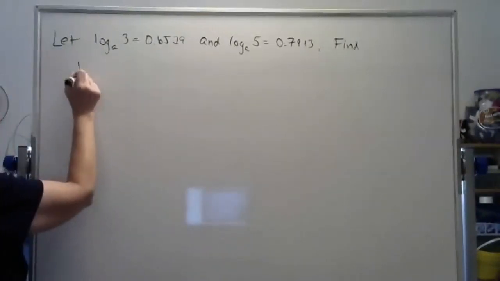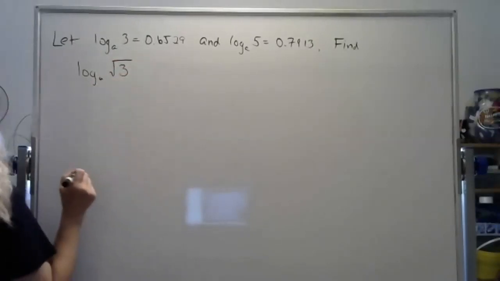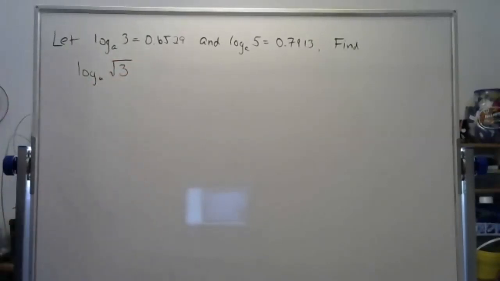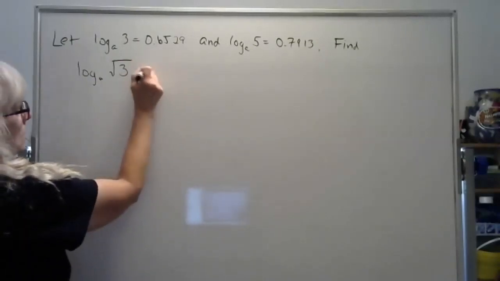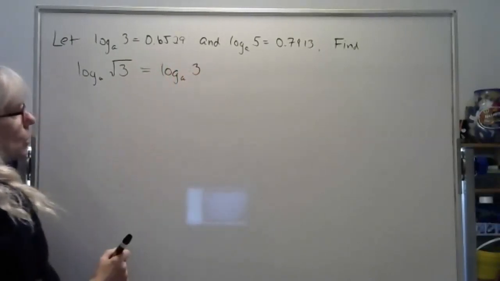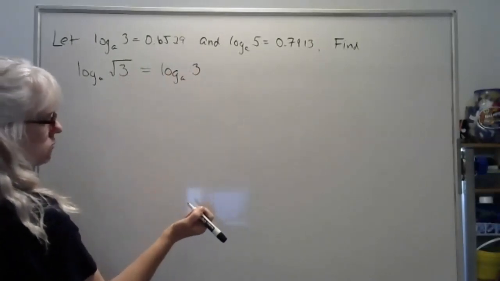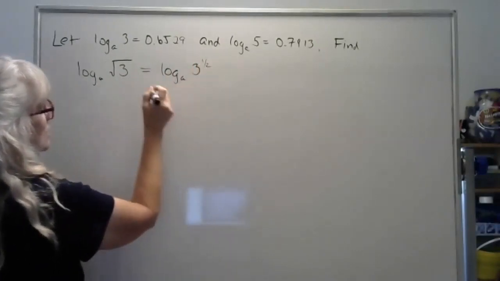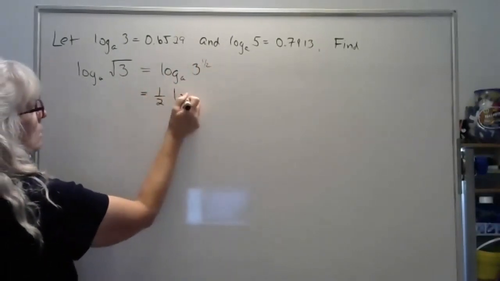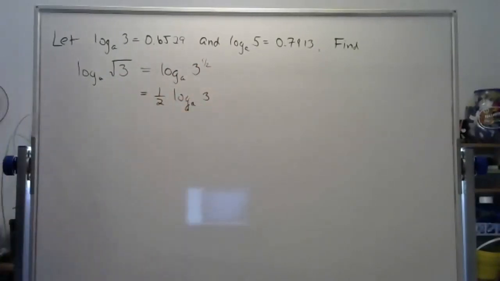What if I ask you to find the log base A of the square root of 3? So log base A of the square root of 3. Okay, well, that square root messes stuff up. So how can I rewrite that as an exponent? It would be 3 to the what power? 1/2. Nice. So then I can bring the 1/2 out in front. That's probably the most used rule we have, that power property. So I have 1/2 times the log base A of 3.